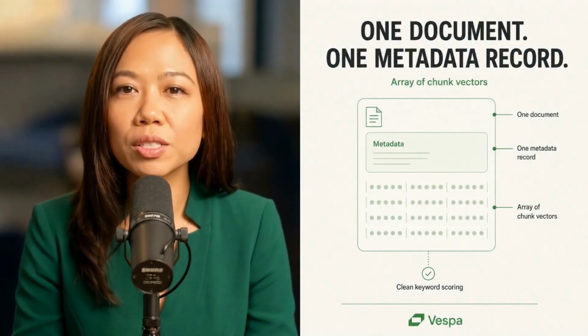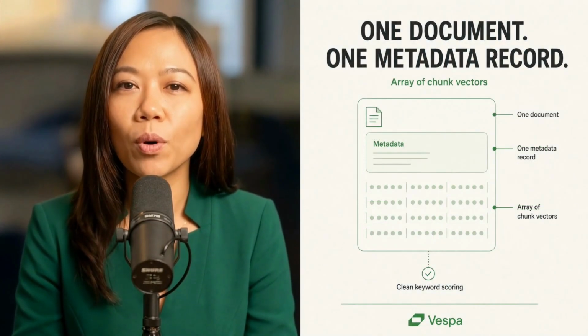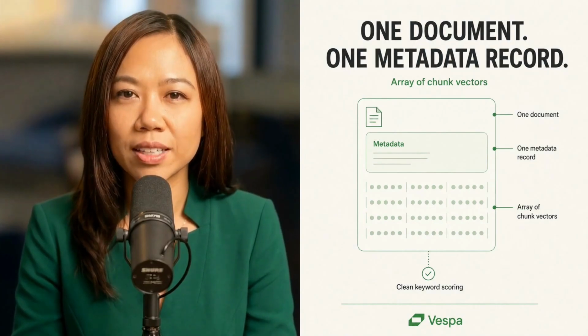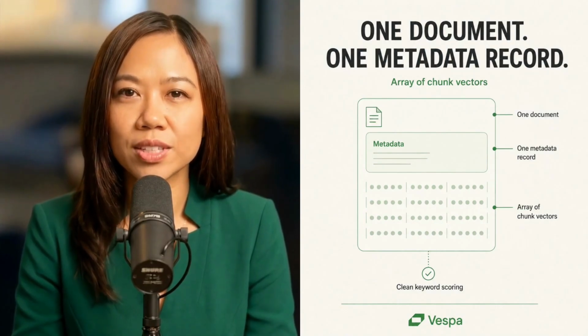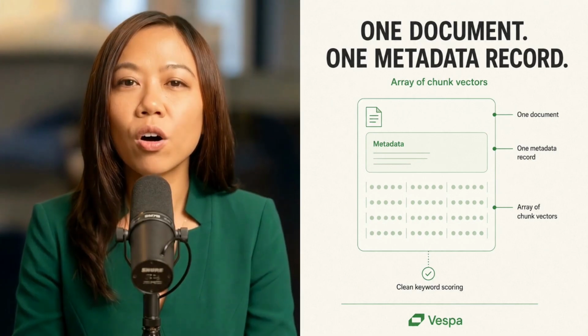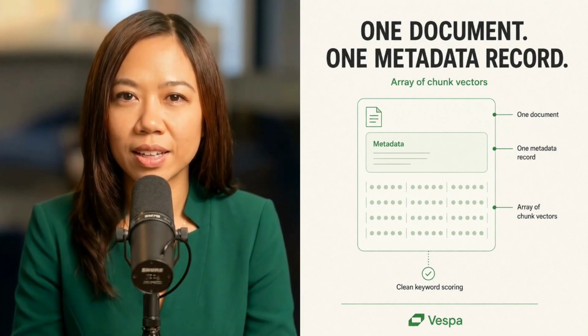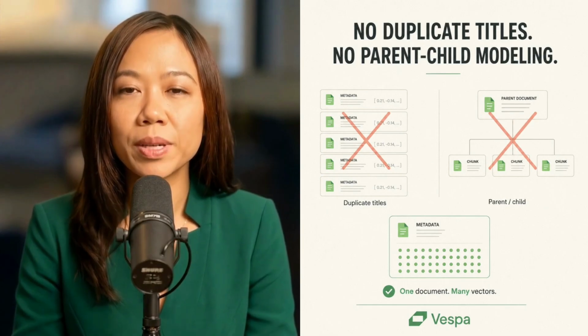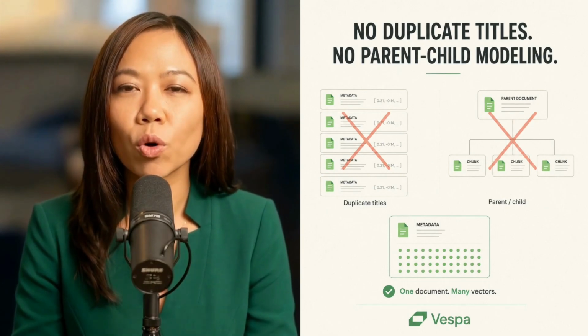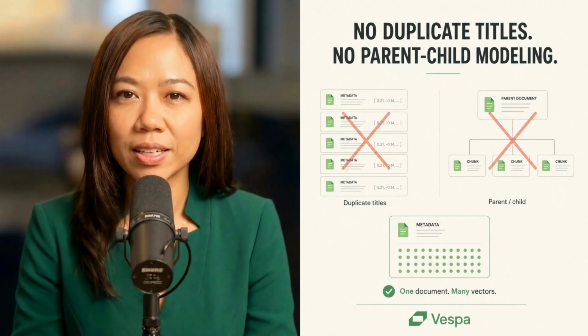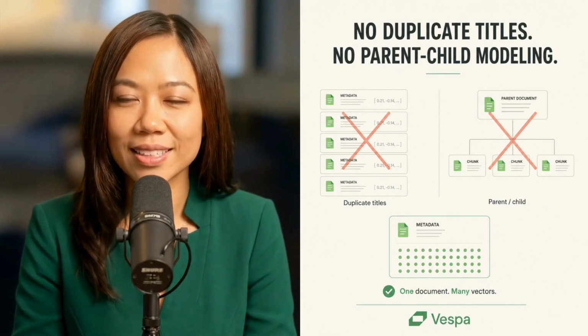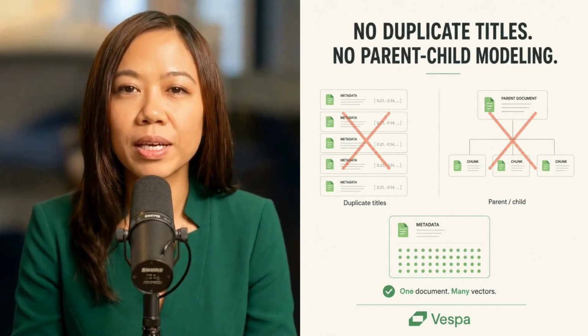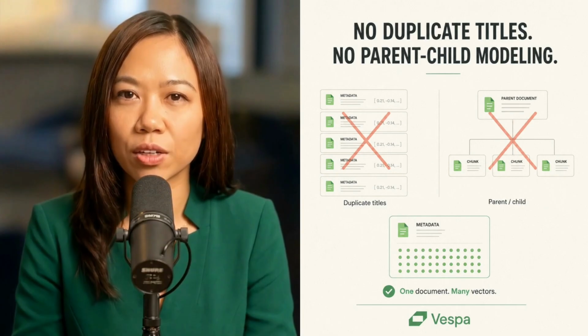Vespa removes the hardest part of that decision. You keep one document. All of its chunk embeddings are stored in an array of vectors inside that document. And all of those vectors share one set of metadata. No parent-child modeling, no duplicated titles, no repeated metadata fields. Keyword scoring stays clean because every metadata field appears exactly once. And when you update the document, you update one document, not hundreds of chunk records.